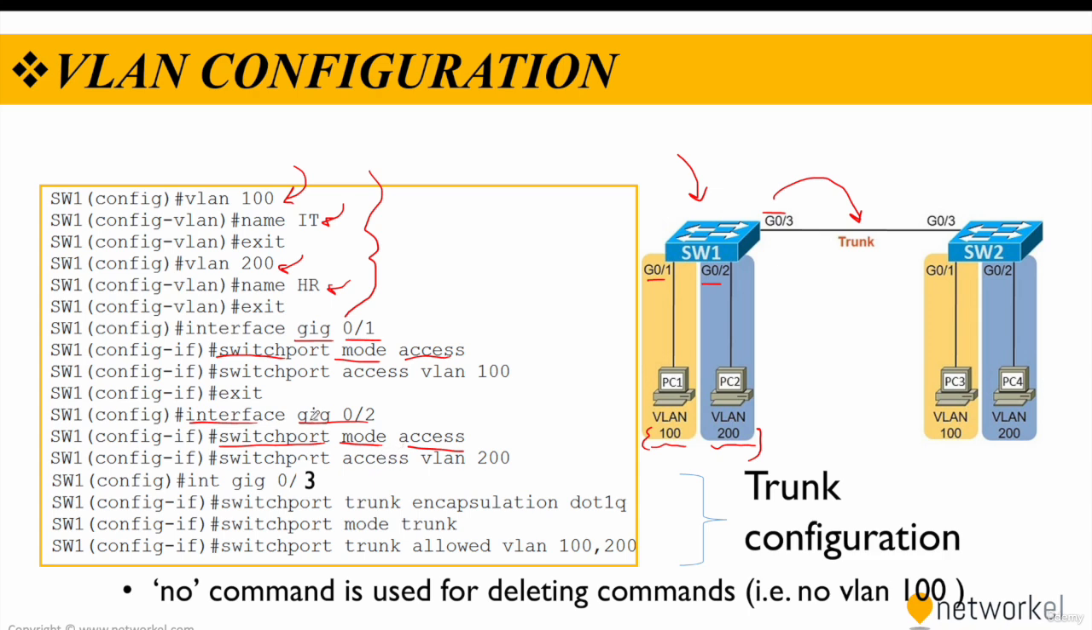Then I am going ahead and typing switchport access vlan and the VLAN ID that I will assign to this port. Same applies for Gig 0/2. I'm typing switchport access vlan 200, which is the VLAN for this interface.